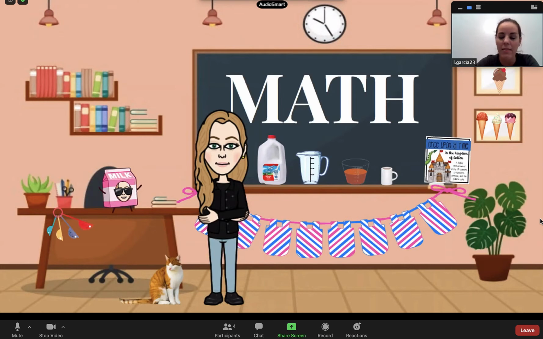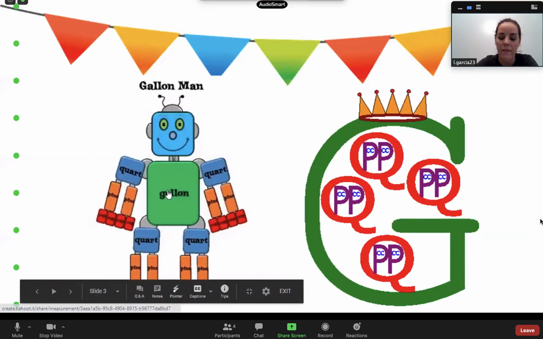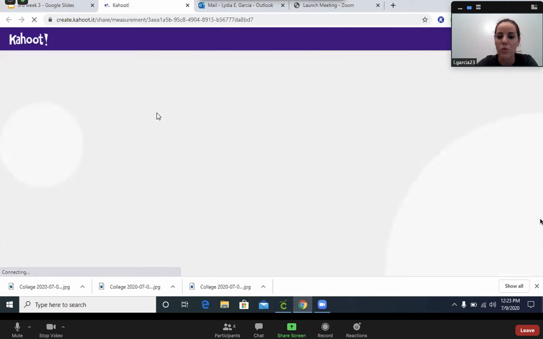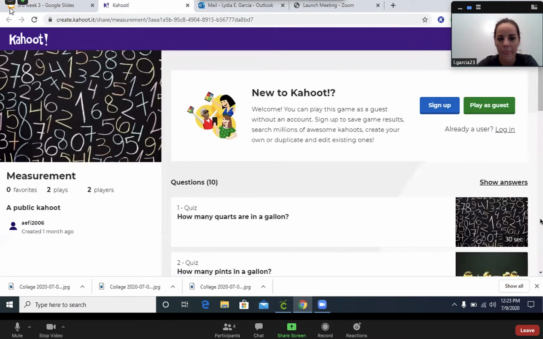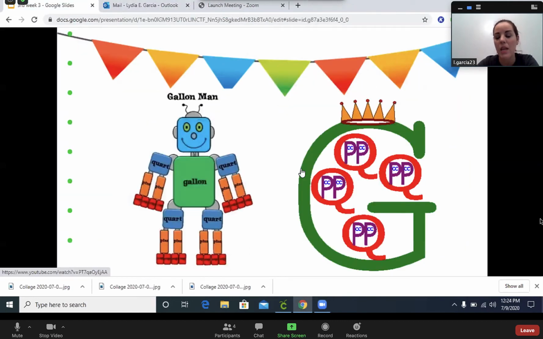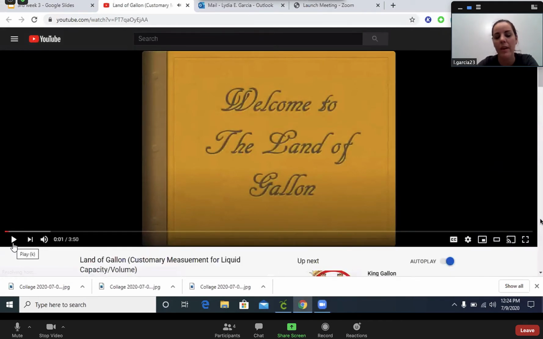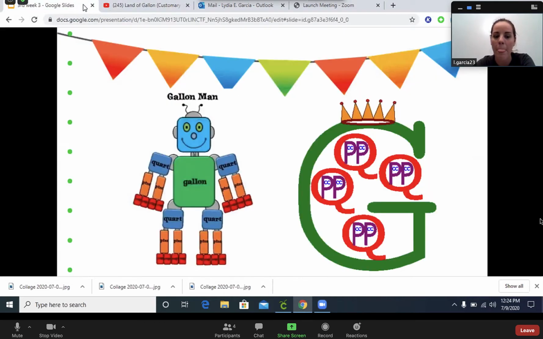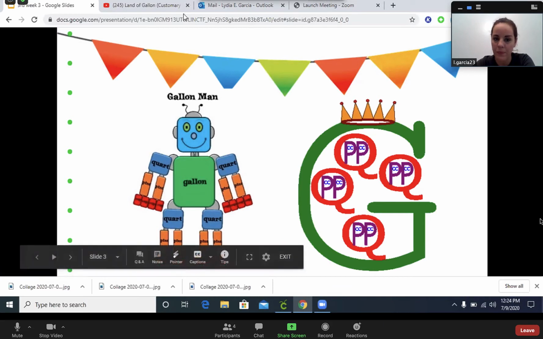So I set it up for the math lesson, and if I click on the gallon man, it takes me to the Kahoot game that I created. Everything's already set up in each slide. We did our notes with the gallon man video, and this is where we did our notes and understanding of the measurement. Once we did the lesson, I would do the Kahoot game with them to see if they understood. So everything is linked and everything is here. This way I don't have to open and close so many pages.